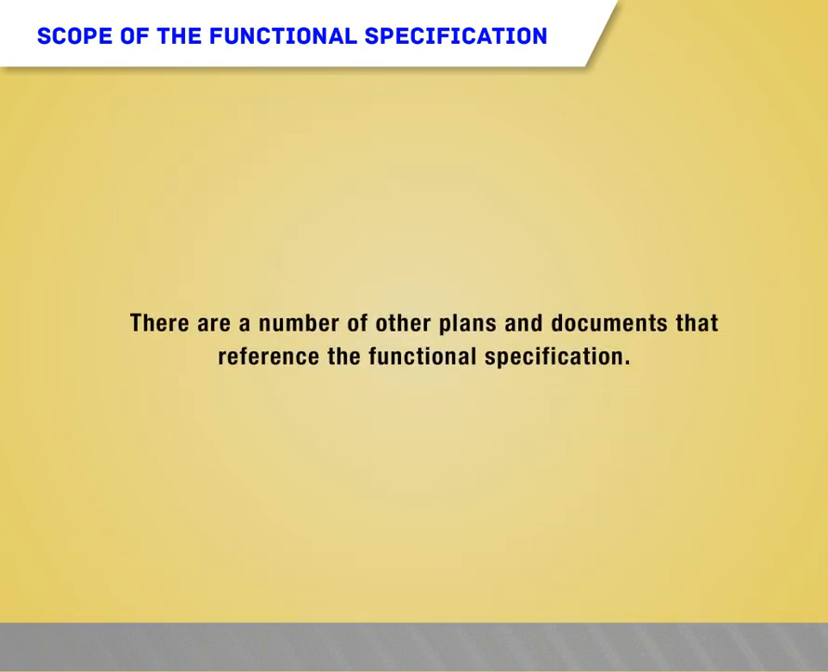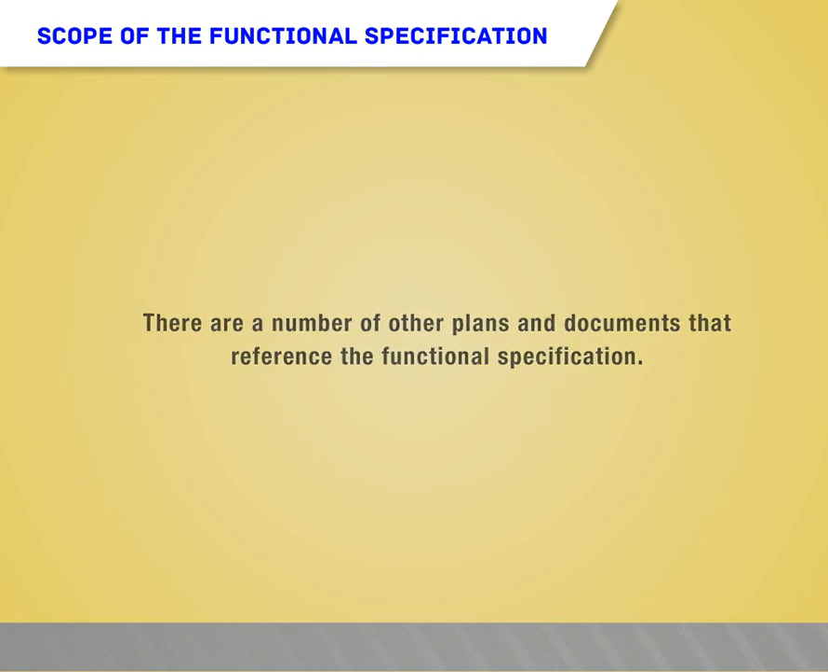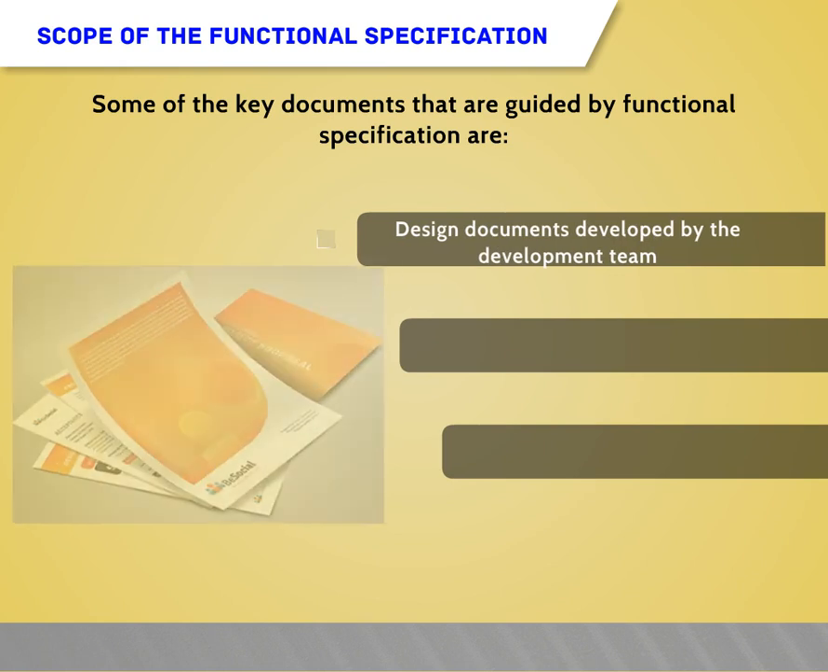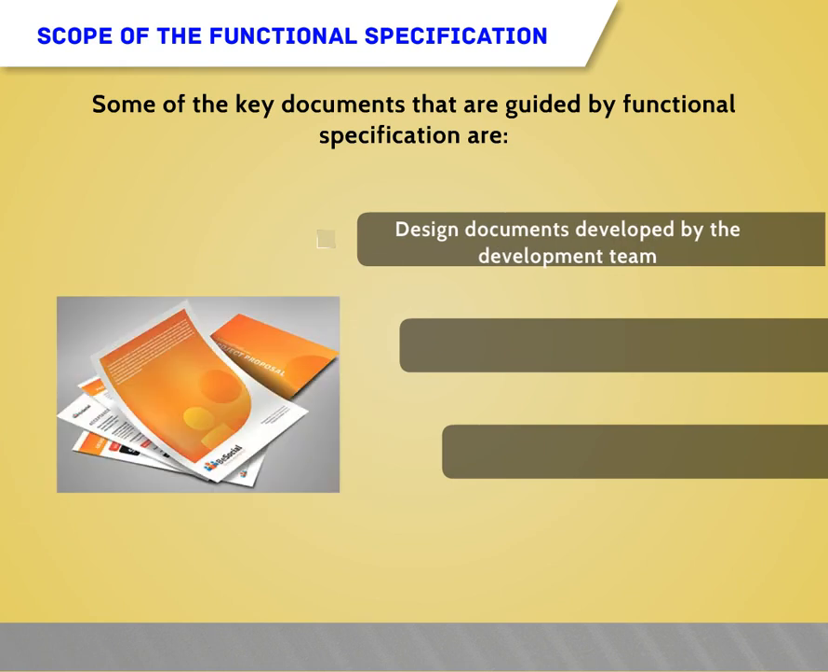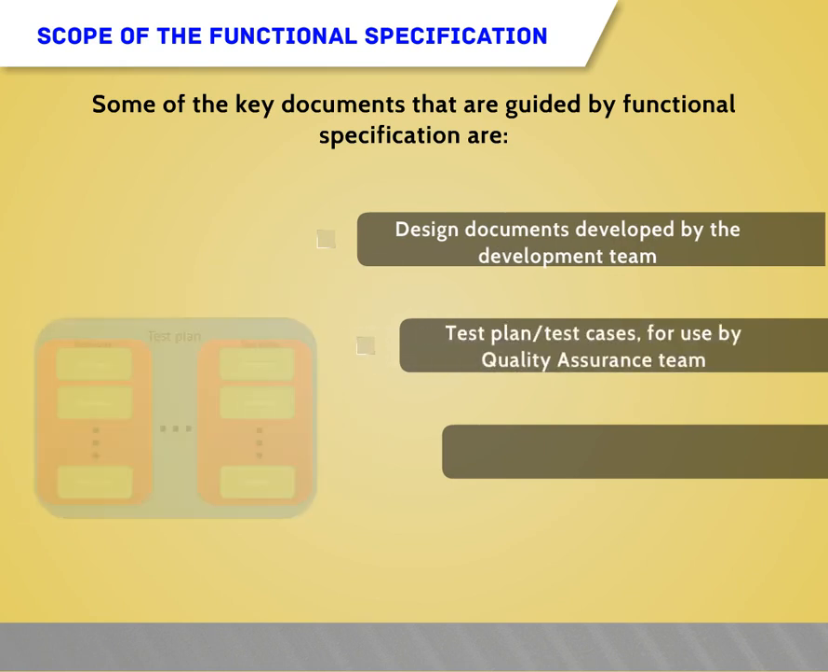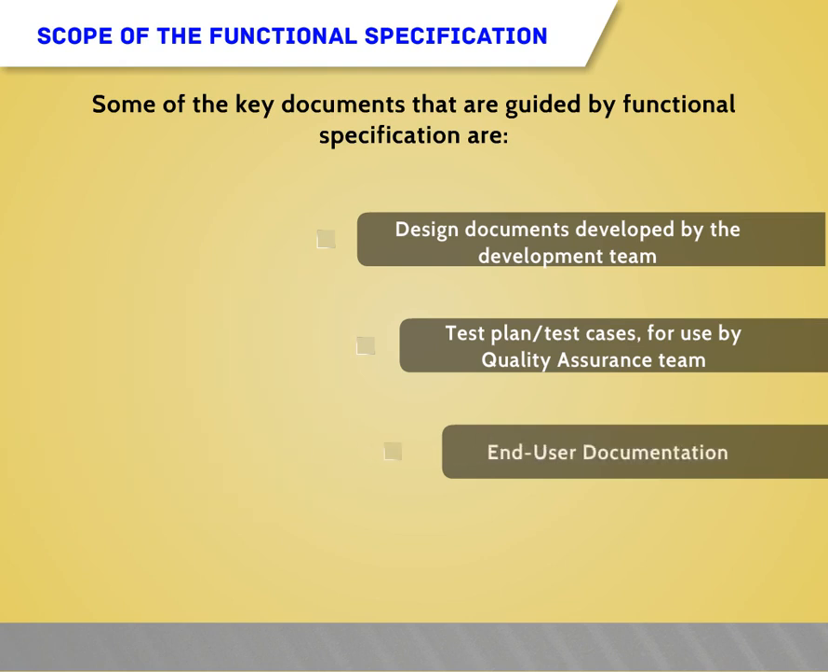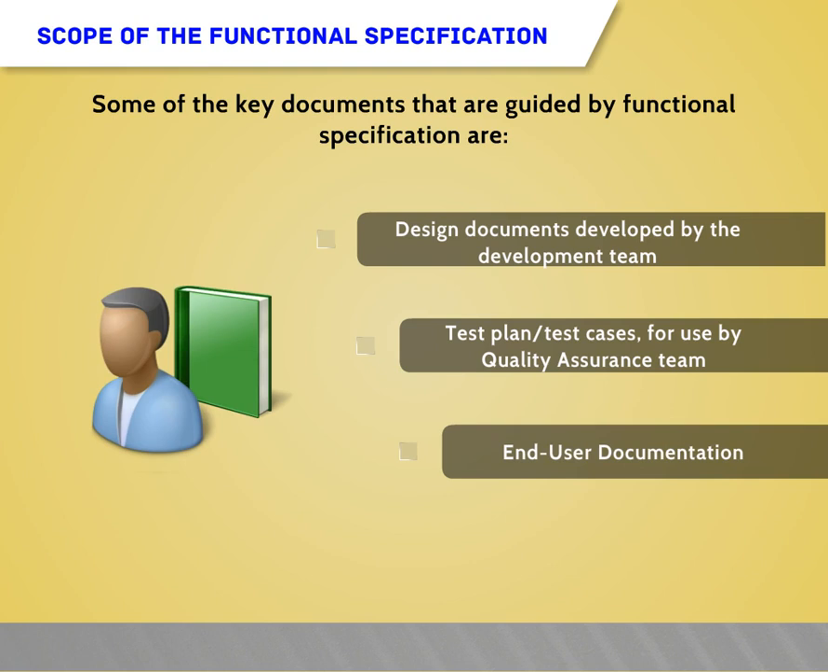There are a number of other plans and documents that reference the functional specification. Some of the key documents that are guided by the functional specification are design documents developed by the development team, test plan or test cases for use by the quality assurance team, end user documentation.